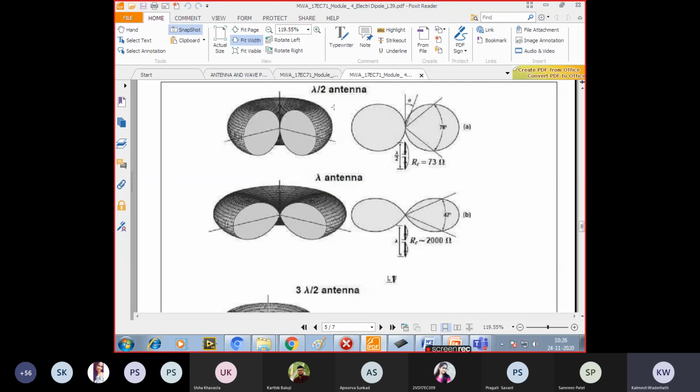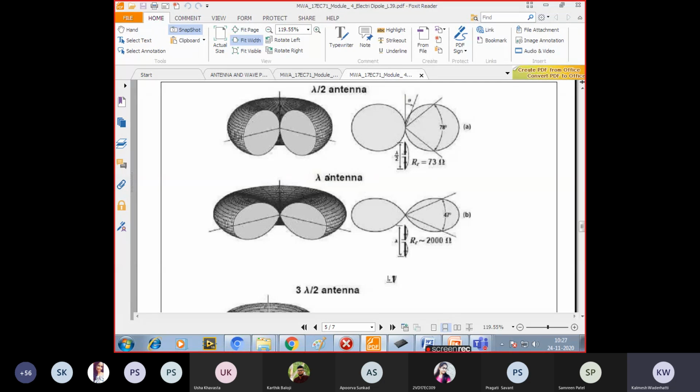The beam width of the lambda by 2 antenna, with field E equal to cos of pi by 2 cos theta divided by sin theta, is 78 degrees. Similarly, you can calculate the radiation resistance RR of the lambda by 2 antenna. RR is equal to 73 ohm, from the previous equation, the yesterday equation. And similarly we have a different length.